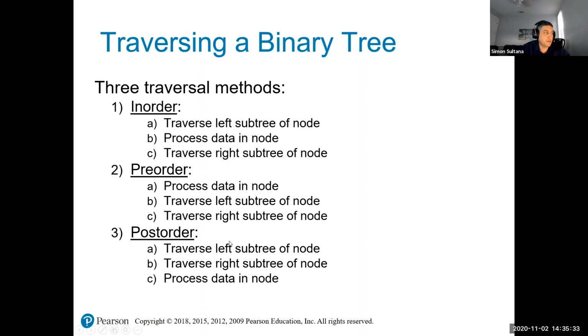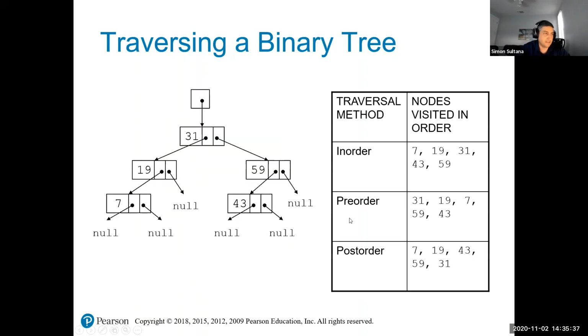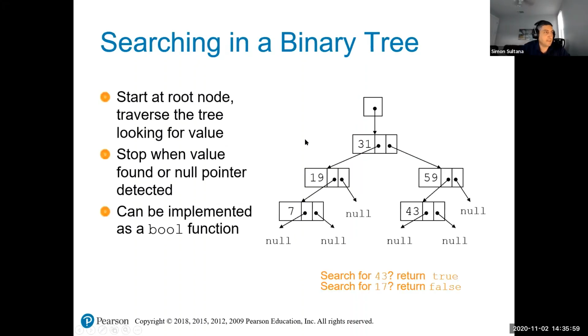And then finally, with post-order, it's traverse the left, traverse the right, and then process. So that would be traverse the left, right? So it gets us down to the 7, then to the 19, then to the 43, then to the 59, and then finally the 31. Okay. So again, you'll see the differences here, I think, in the first activity that you do here.